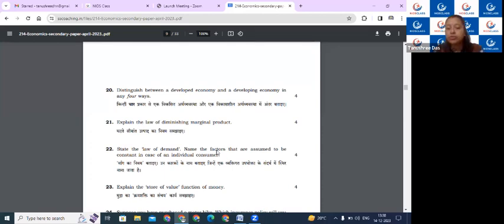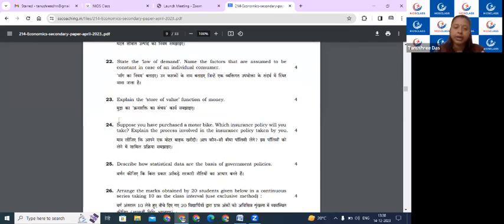Explain the store of value function of money. Money can be stored for future use. It can even be used for credit transactions also. That is the store of value function of money.